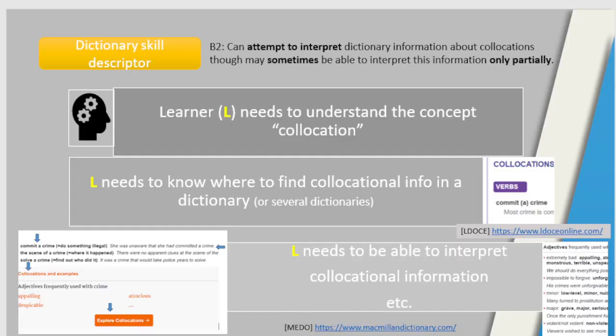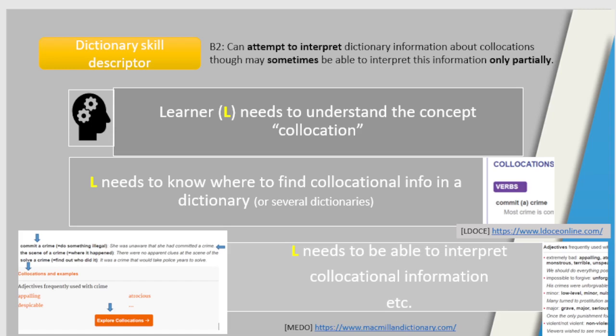We can expand the idea behind this B2 dictionary skill descriptor. When we say that a student can attempt to interpret collocation information, sometimes only partially, we imply that the learner needs to understand the concept of collocation, needs to know where to find collocational information in a dictionary or more than one dictionary. And for example, in the images here that come from the Longman and the Macmillan dictionaries, we have a screenshot of how they look.